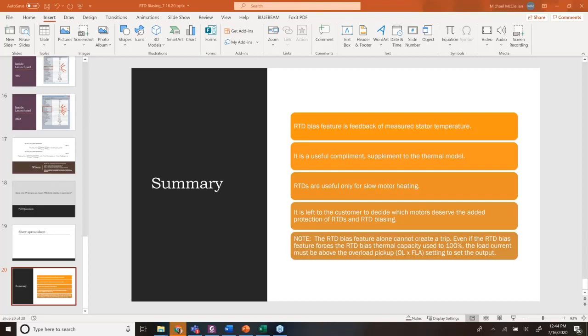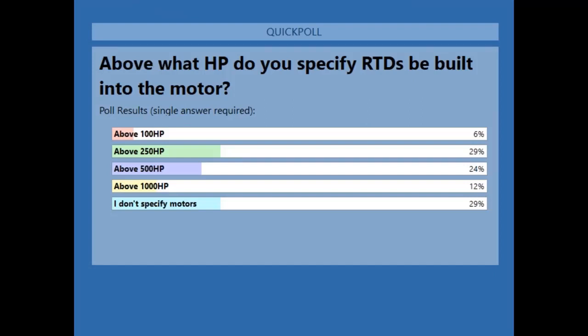Could you show us the results of the horsepower versus the RTD question? Okay, sure, we can do that. I just put it up. Hopefully you can see that. We are sharing the poll results. 29% of you said above 250 horsepower, you would put RTDs in the motor. And then 24% of you said above 500 horsepower. And only 12% of you said you would wait until you get above 1,000 to have the RTDs installed.